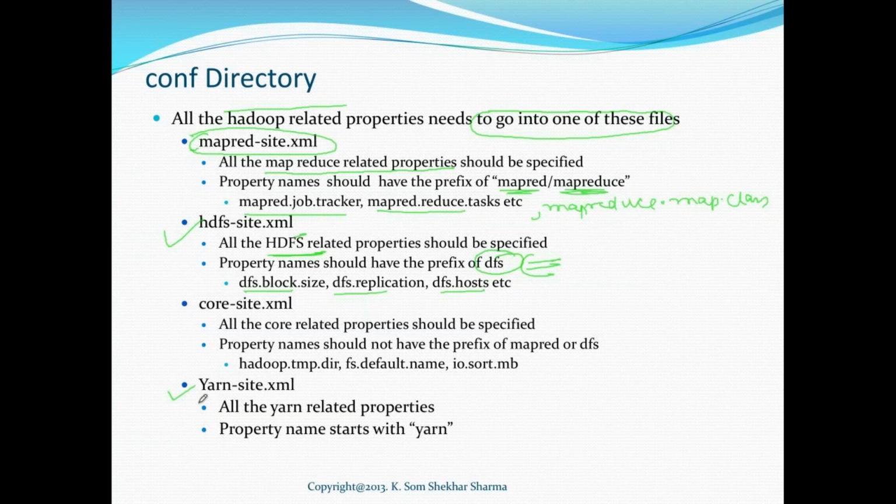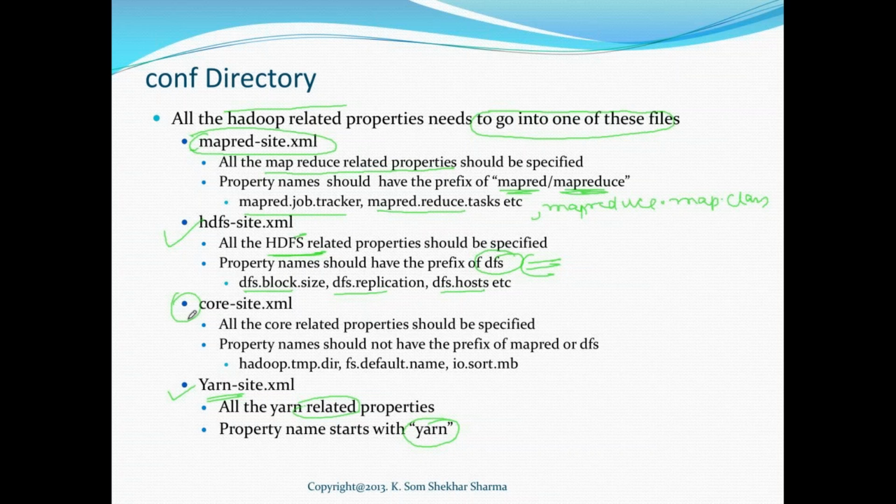Similarly, you have seen yarn-site.xml, wherein all the yarn related properties should be specified. And in this case, you have to see the prefix, which starts with yarn. Now, the core is combining your computation and the file system. In the first module I was saying that when you talk about Hadoop, you're talking about two internal frameworks. One is the storage framework, another is the computation framework, right? Both are independent frameworks, which means Hadoop can be used for storage only, for computation only, or for both.